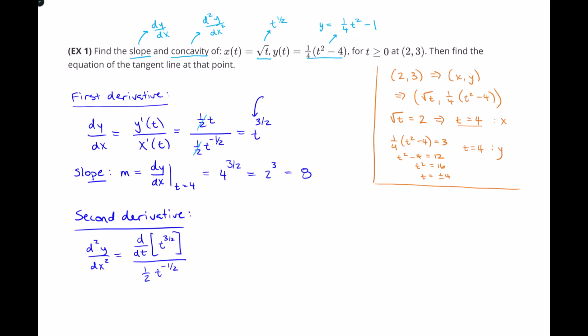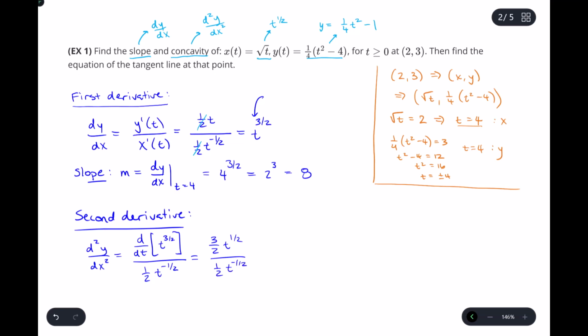So if I take the derivative of t to the 3/2, that's going to be 3/2 t to the 1/2 power all over 1/2 t to the negative 1/2 power. 3/2 won't cancel with 1/2, but it will reduce to 3, so that's nice. And then t to the 1/2 over t to the negative 1/2, we would do t to the 1/2 minus negative 1/2, so that would be t to the first, so 3t.